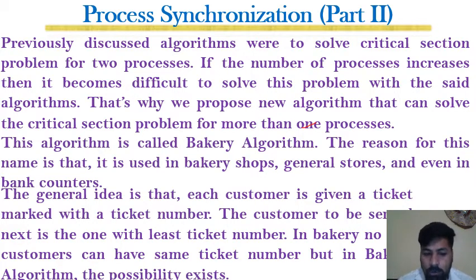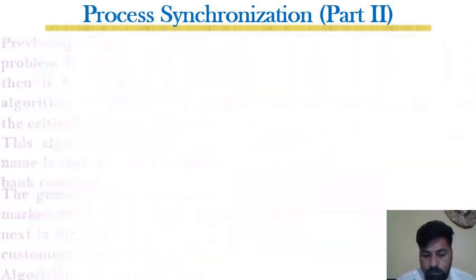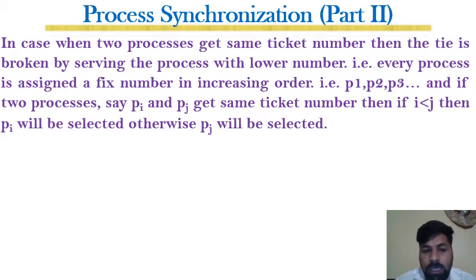In a bakery, no two customers can have the same ticket number, right? But in the bakery algorithm, the possibility exists, and we will have to break this tie. In case two processes get the same ticket number, the tie is broken by serving the process with the lower number. That is, each process is assigned a fixed number in increasing order, like P1, P2 and P3. If two processes, say Pi and Pj, get the same ticket number, then if i is less than j, Pi will be selected, otherwise Pj will be selected.